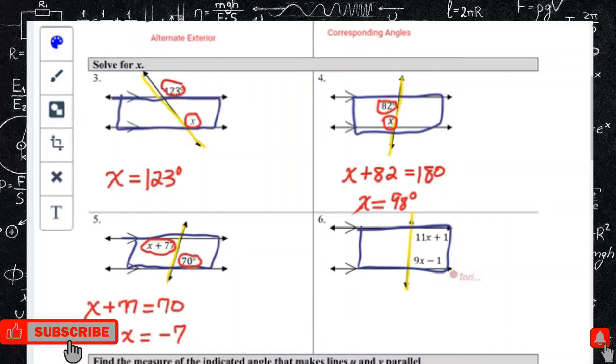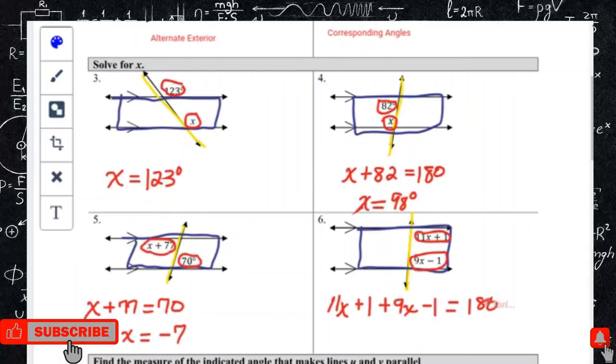Moving on, number 6. Once again, making these angles stick out. 11x plus 1, 9x minus 1. These are just like number 4. They're same side interior, so they're supplementary. So let's set up our equation. We'll have 11x plus 1 plus 9x minus 1 equals 180.